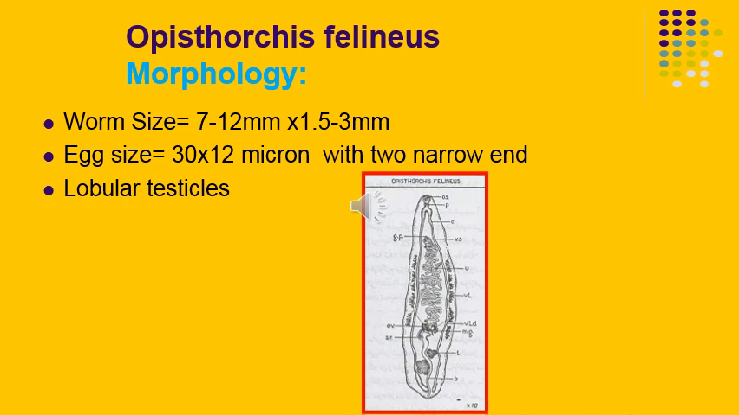The morphology of Opisthorchis felineus informs us that the size of the worm is about 7 to 12 millimeters in length and 1.5 to 3 millimeters wide. The egg size is about 30 by 12 microns with a narrow end and lobular testicles.